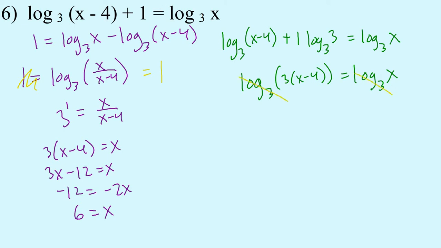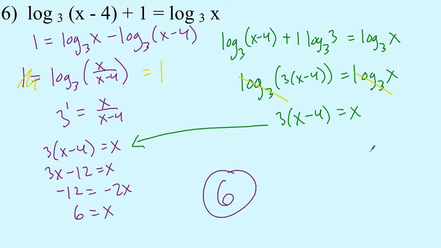Cross off your bases, because you have log equals log. So you get 3 times x minus 4 equals x. And notice that's what we had right there. So our answer is 6.